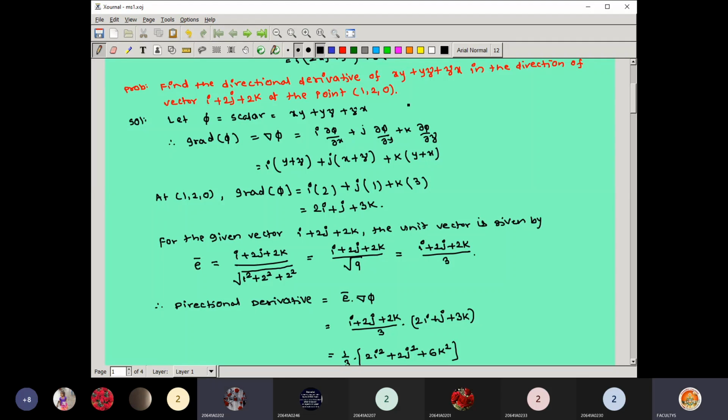The only thing is, for your given problem, first identify the scalar and the vector. For that scalar only you are calculating the gradient. For the given vector, you are finding the unit vector. Take the product of those two, and that gives you the directional derivative. Write it down in your notes.